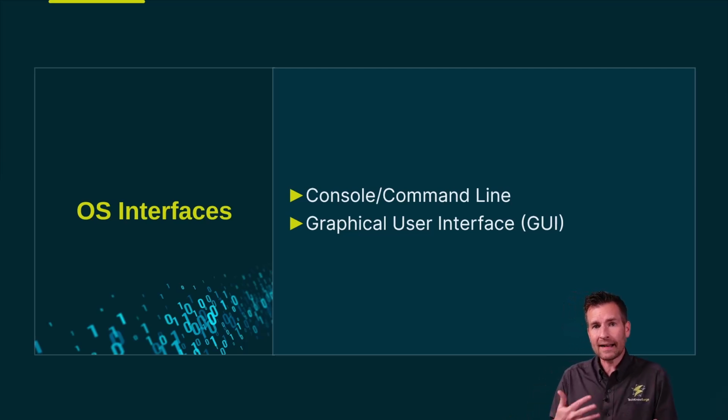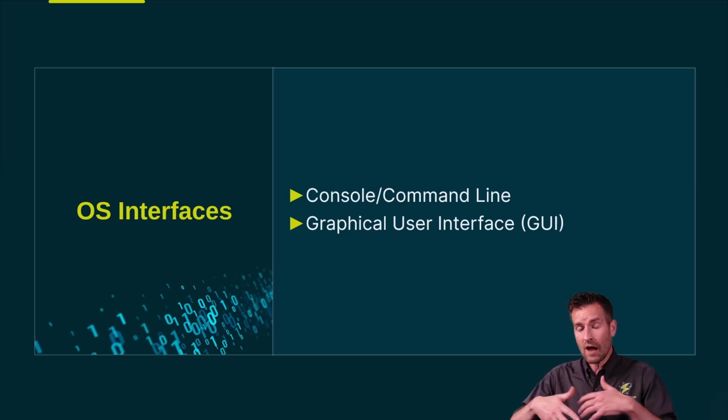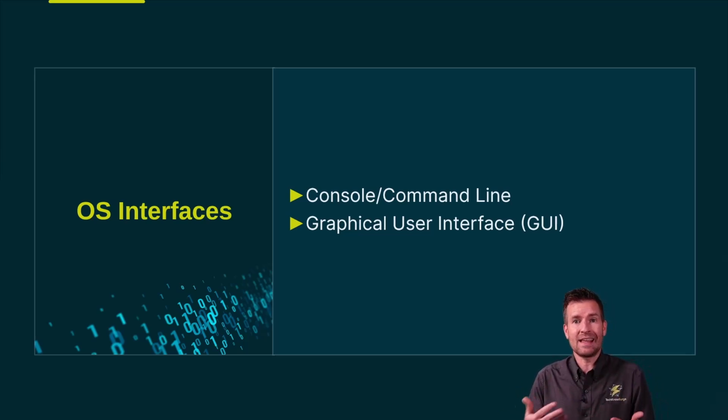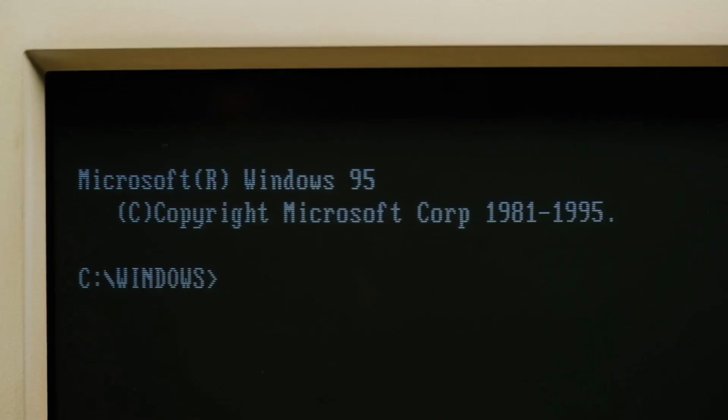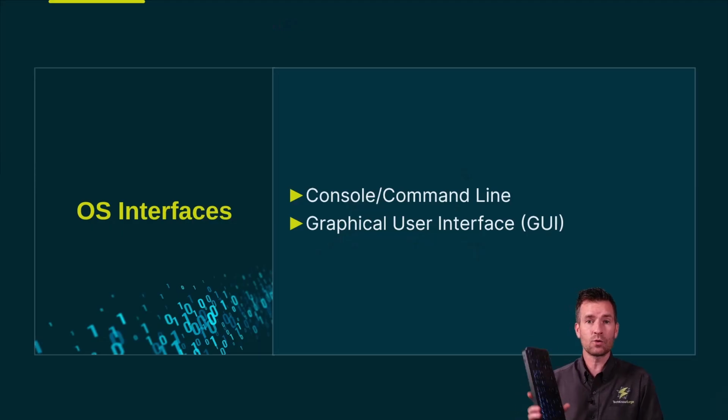You're interacting with a GUI on most of your systems nowadays, but that's not always the way it's been. We also have another system that we can interact with, and that is a console, command line, or terminal, which we interact with primarily through our keyboards and with text. So those are the two different systems that are out there.